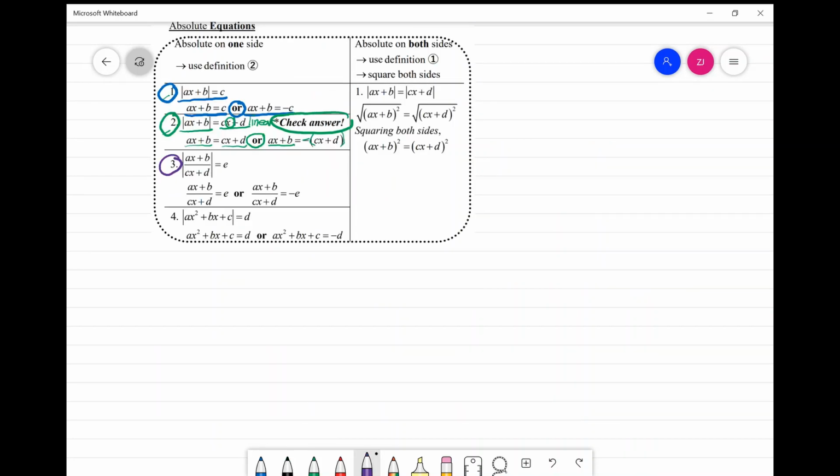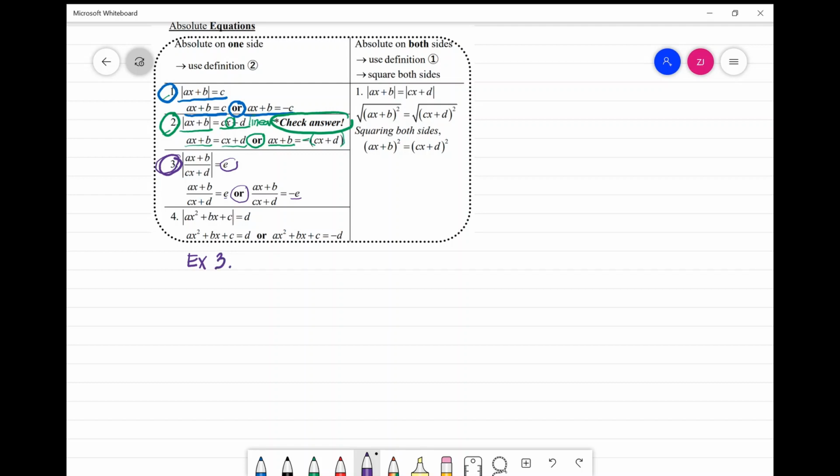Now if you have the third type here, we have absolute of a rational function equals a value. We may solve this rational equation by, again, using the definition. Let's say we have absolute of ax plus b over cx plus d. We split into two equations: ax plus b over cx plus d equals e, or ax plus b over cx plus d equals negative e. Now let's see an example.